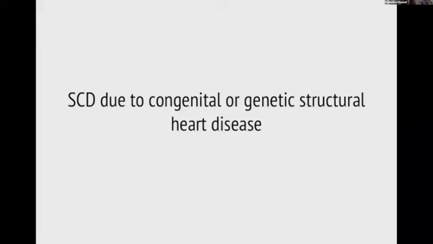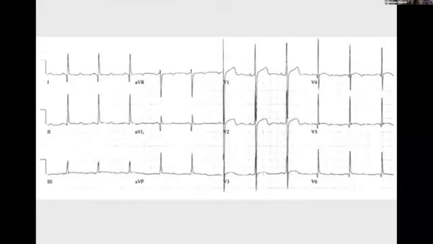Okay, so now we're going to talk about the causes of sudden death. We're going to start with structural. Can anyone tell me what they think the diagnosis here is, or what they think is abnormal on this EKG? Yeah, so you see they have high voltage criteria, and also you can see they have narrow Q waves in I, aVL, V5, and V6.